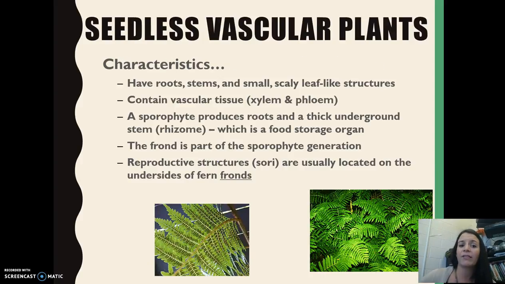Seedless vascular plants evolved next. Now these have roots, stems, and they do have some leaf-like structures. They also have vascular tissue, xylem and phloem, which is why they're called vascular plants. But they have a sporophyte that produces roots and a thick underground stem, and this is how they reproduce. So they're almost kind of like fungi, a little bit of a cross, because they do have these spore-type seeds that they produce, but they're not actual seeds.